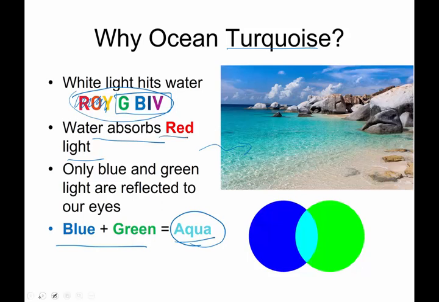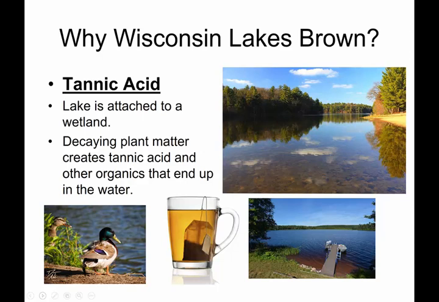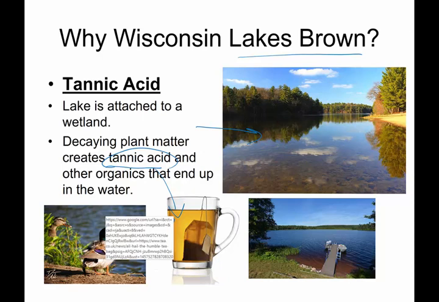Well, we live in Wisconsin. Wisconsin lakes are not aqua like a Caribbean island. So how come our lakes are brown? If you've ever gone to a northern Wisconsin lake, you know if you take a bucket of the water, it's got kind of a tea color. It's due to something called tannic acid. And tannic acid is actually the same exact chemical, one of multiple chemicals, that goes into a cup of tea.